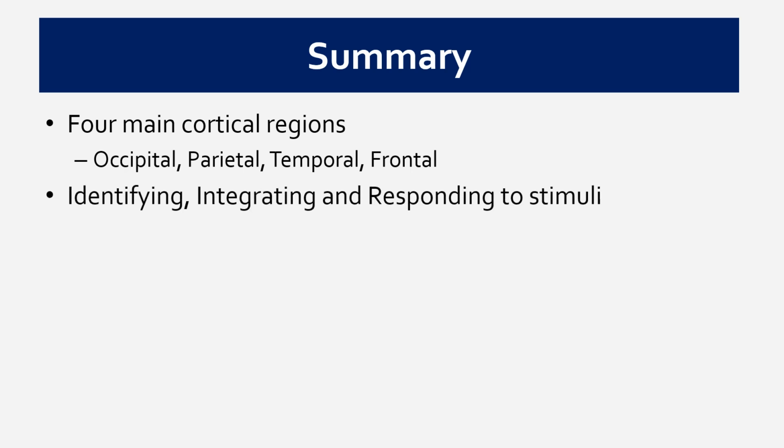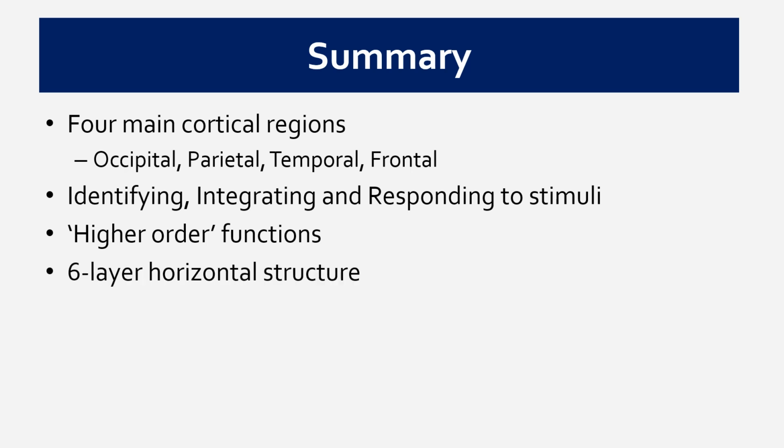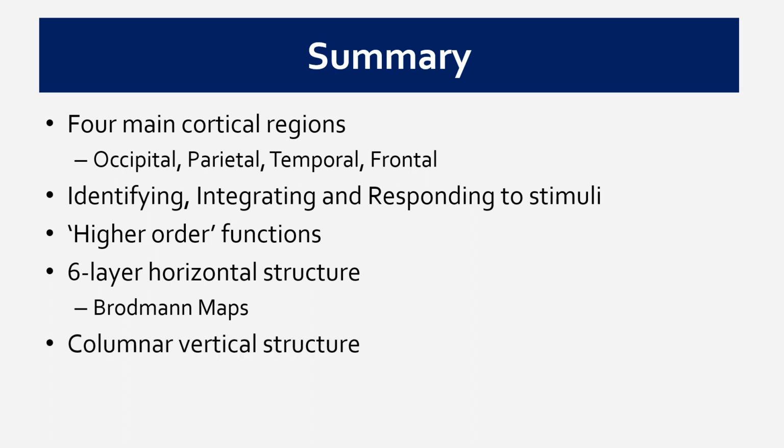What they very, very basically do is identify, integrate, and respond to stimuli. The cortex is really where lots of our higher order cognition happens. It has a 6-layer horizontal structure, and we can break that down using Brodmann maps into at least 52 discrete cortical regions. There's also then a columnar vertical structure, and we think about this as being the basic functional unit of the cerebral cortex.